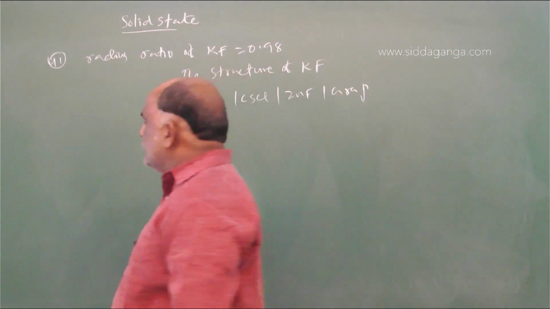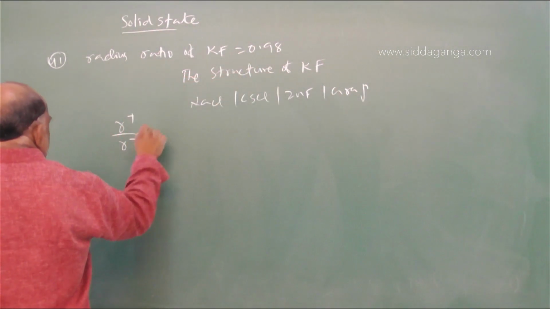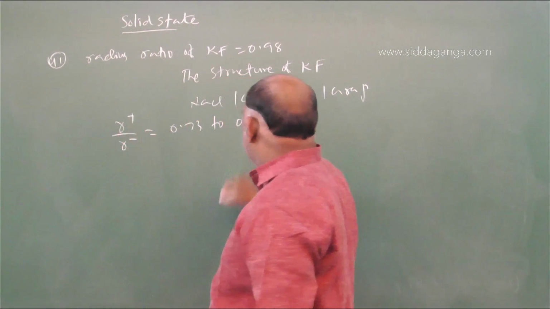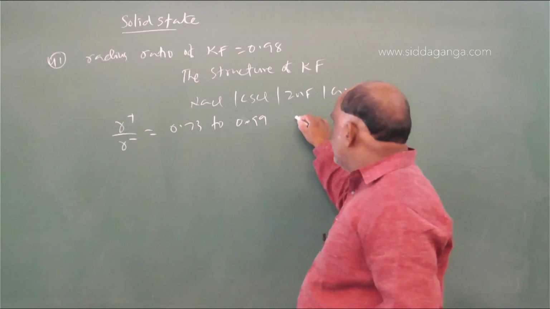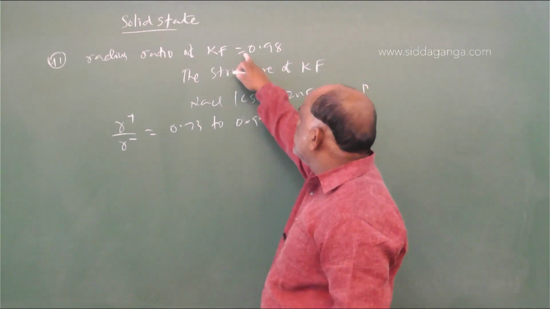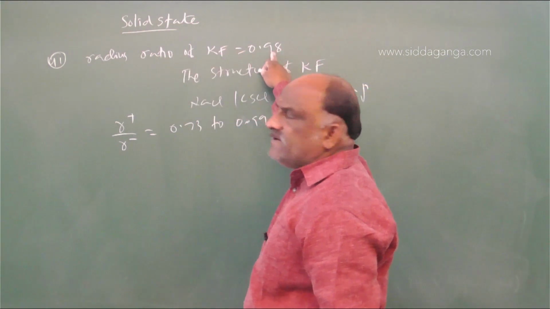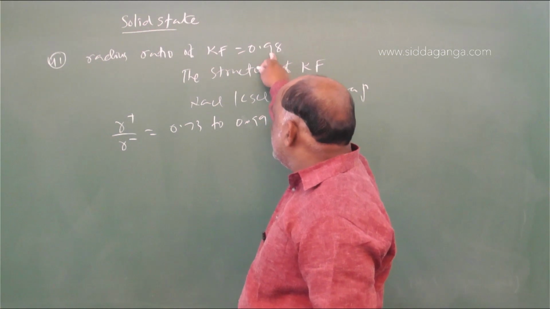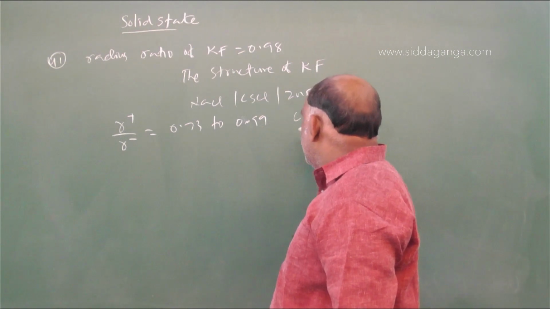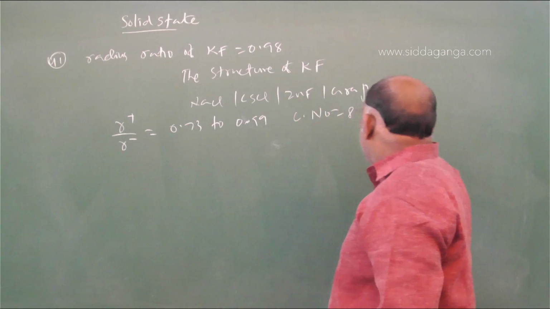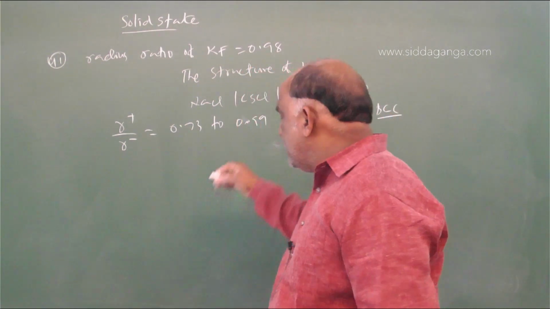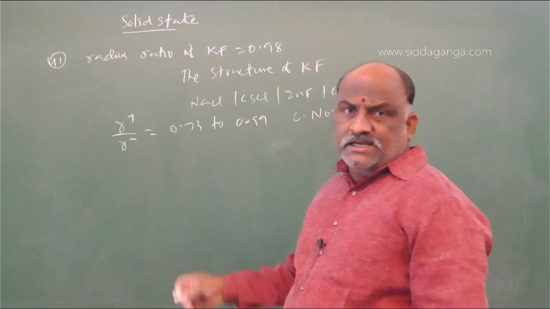So here, simple question this is: r plus by r minus is equal to 0.73 to 0.99. This is a coordination number equal to 8. Here also the radius ratio value of KF was given, that is 0.98. So 0.98 is in between 0.73 to 0.99. So coordination number 8. Coordination number 8 generally structure is body centered cubic. Already in the discussion class we did this one.